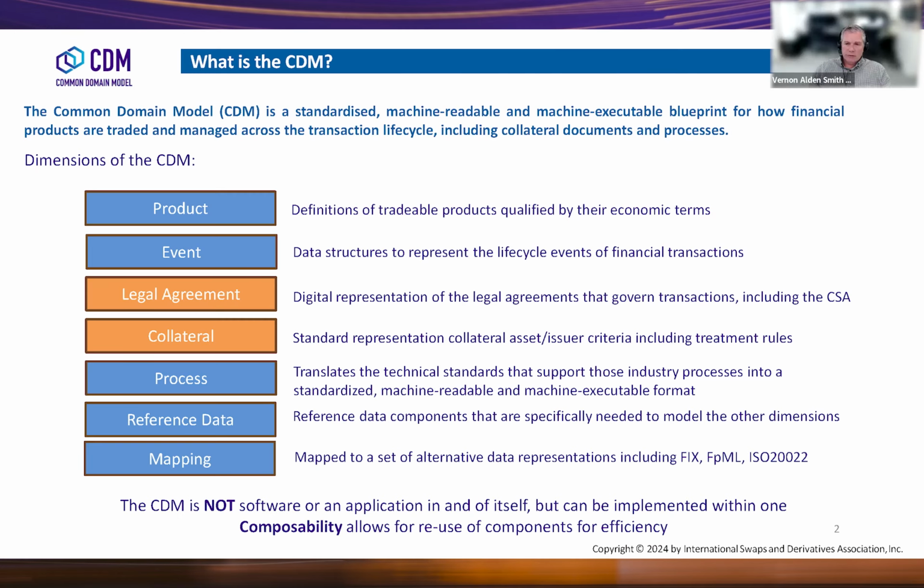So I'll just go to our first slide that gives us an overview of what the CDM is. The common domain model, or CDM, is a standardized machine readable and machine executable data model that represents financial products, trades in those products, and life cycle events of those products, including collateral agreements, and also how we represent collateral assets for eligibility terms and other collateral processes. So you can think of it as a data dictionary of common standards. So what is it for?